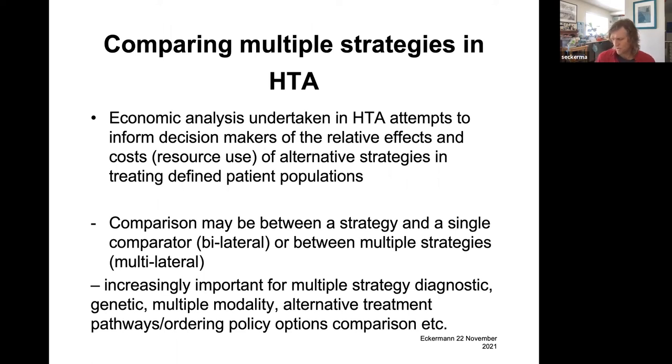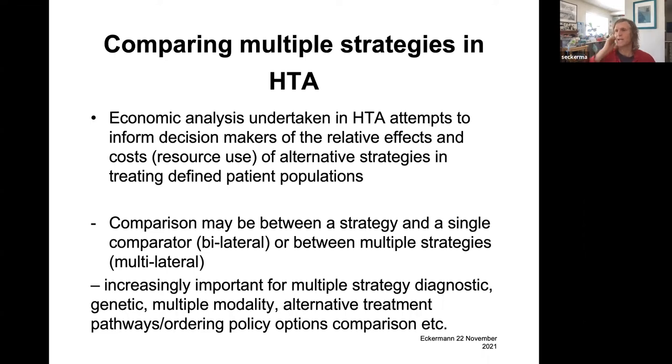As I've alluded to, multiple strategies are key in many, many areas, and particularly in genetic testing, in anything to do with screening, when you've got multiple modalities to compare. But actually when you're looking at health promotion options and policies, et cetera, you're always going to be looking at multiple comparisons. And that's key because the incremental cost effectiveness ratio, the incremental cost effectiveness plane and incremental benefit are always relative to a comparator. When you have multiple strategies, what is the comparator?